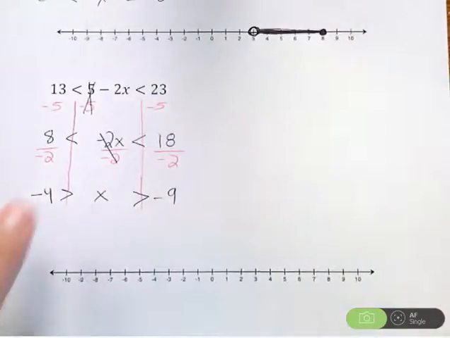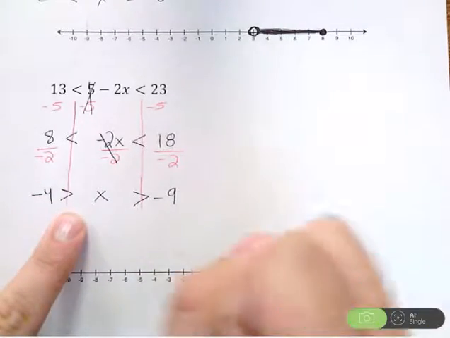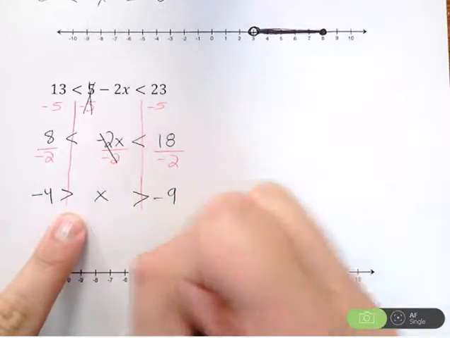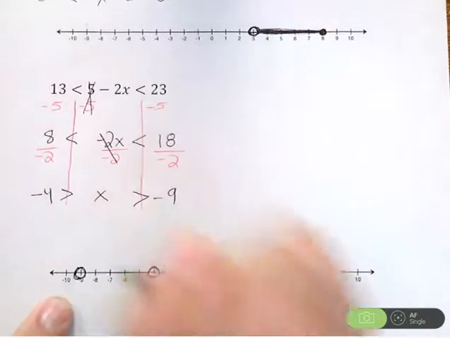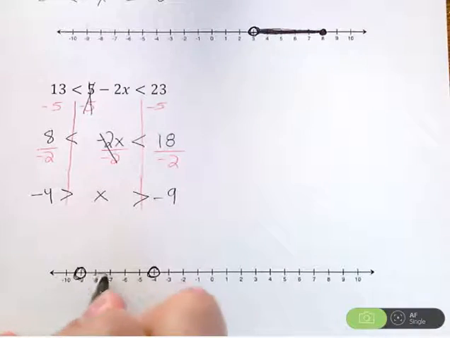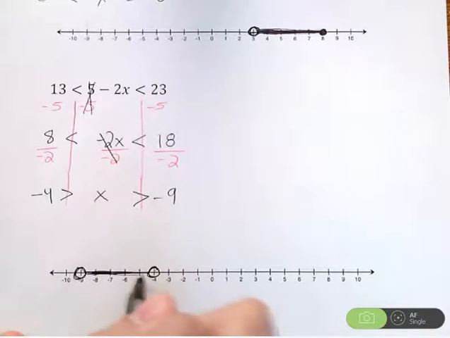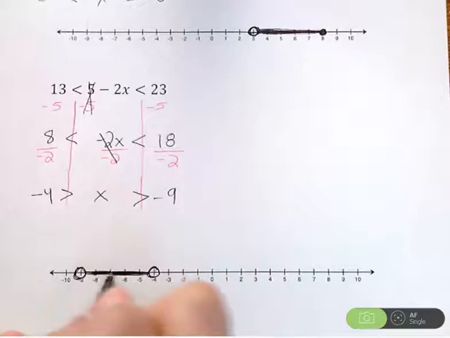So when I get to the graphing, at negative 4, I should have an open circle. And at negative 9, I should have an open circle. And notice how x is in the middle. We talked about graphing that. So continue with the shading in the middle.